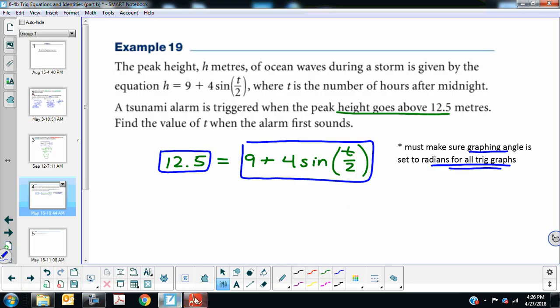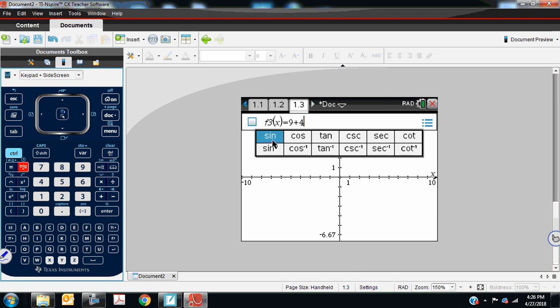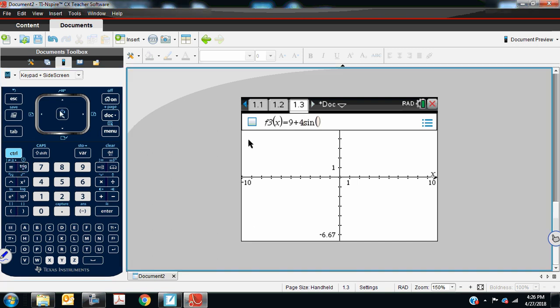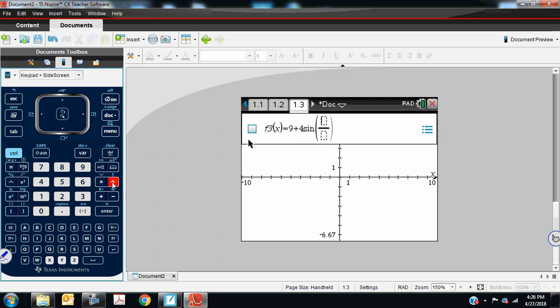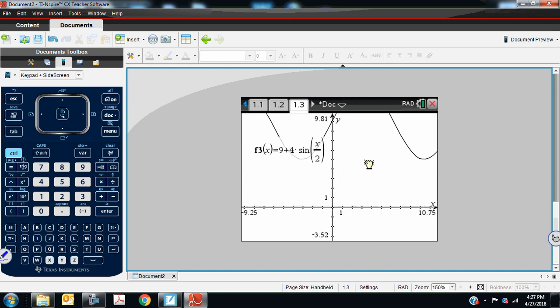9 plus, click back and see, 4 sine t over 2. But instead of t, we're going to use x because the calculator thinks of the coordinate plane in terms of x and y. So we'll put x over 2. Graph it. We can see there's a wave up there. If you need to change the window, go to menu, window, and change it.